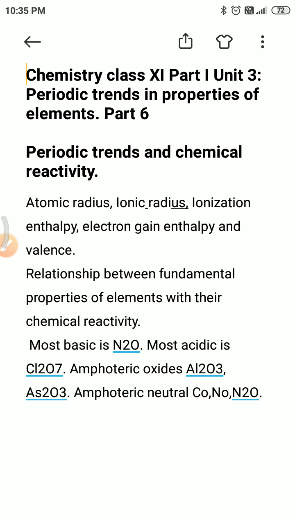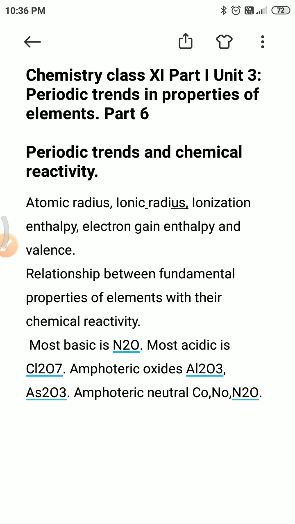We have observed the periodic trends in certain fundamental properties such as atomic radii, ionic radius, ionization enthalpy, electron gain enthalpy, and valence. These are all parts we have already studied in our previous videos. If anybody has not seen those videos, please check the description box. All the videos are available. Please go through those videos and learn, then it will be beneficial.